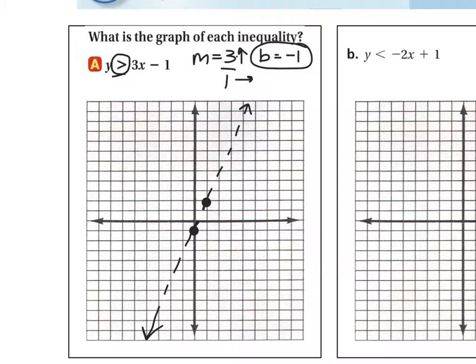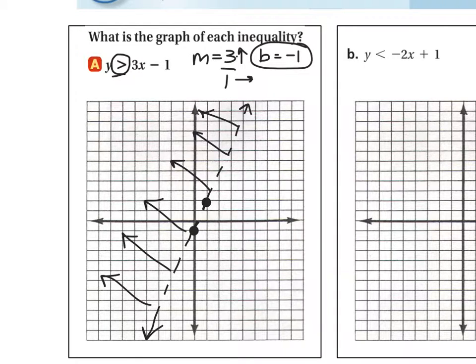The second part of this is that this is greater than. And because it's greater than, I'm going to shade above the line. Now, some would ask, how do you determine what's above, what's below? In this case, above is going to be this way. And I'm not going to color this in. I'm just going to draw these arrows like this to note that the shade is in that direction.